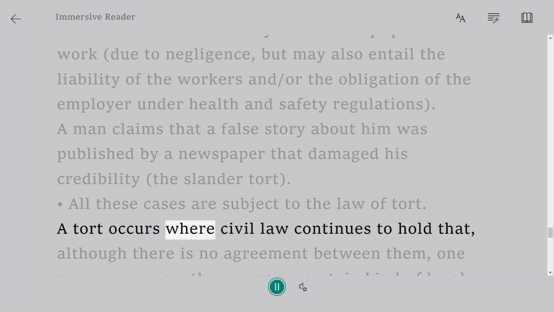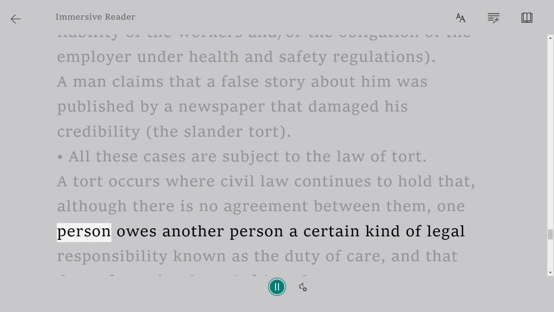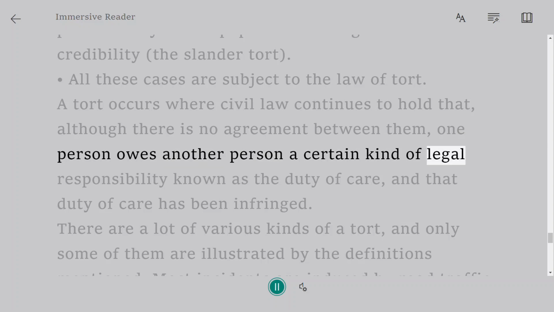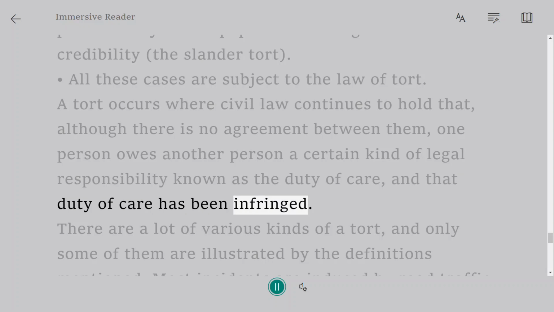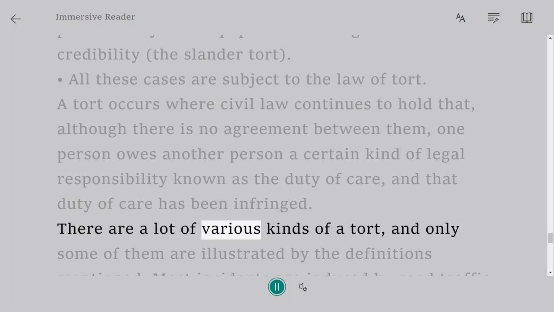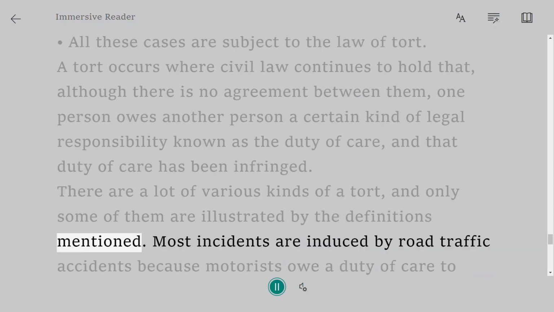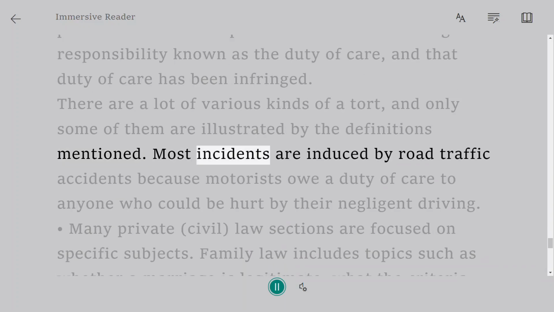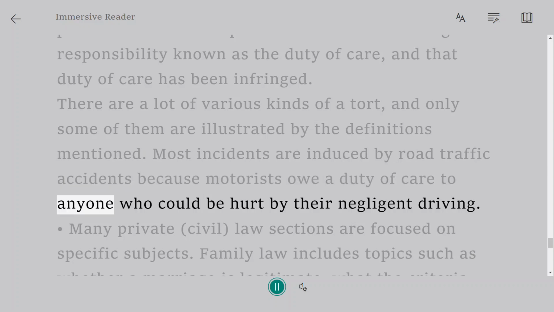A tort occurs where civil law continues to hold that, although there is no agreement between them, one person owes another person a certain kind of legal responsibility known as the duty of care, and that duty of care has been infringed. There are a lot of various kinds of tort, and only some of them are illustrated by the definitions mentioned. Most incidents are induced by road traffic accidents because motorists owe a duty of care to anyone who could be hurt by their negligent driving.